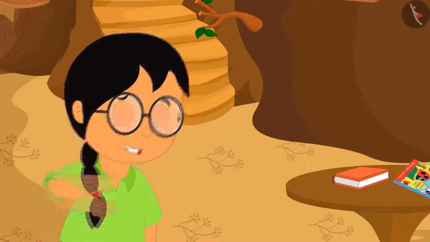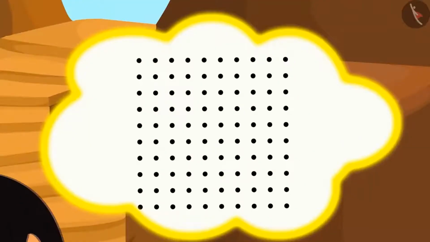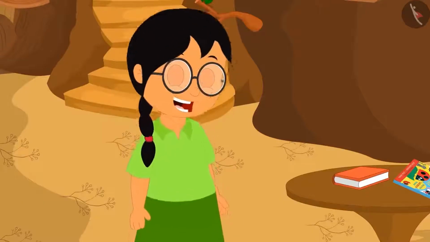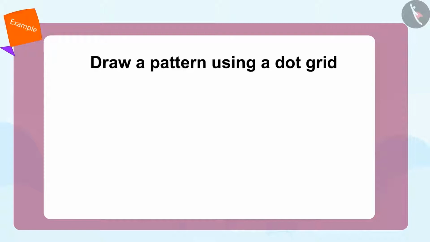After yesterday's defeat, she starts thinking about how to make this pattern using the dot grid. What is this? She can suddenly see a dot grid behind the pattern on the TV. Meenu starts jumping happily. Let's see how we can make this pattern using the dot grid.